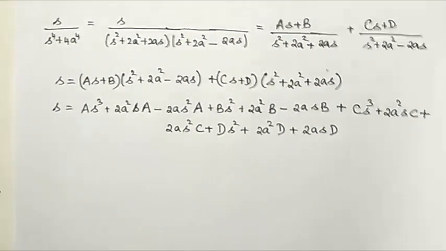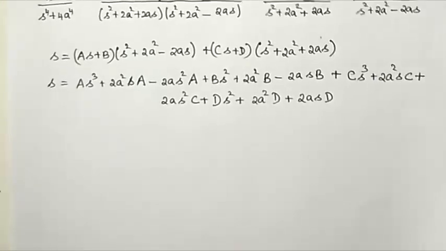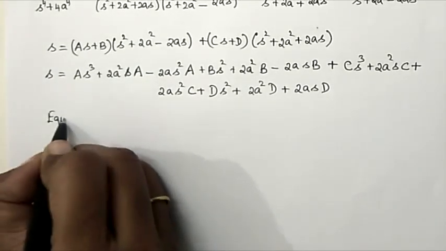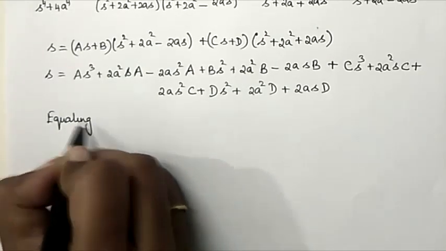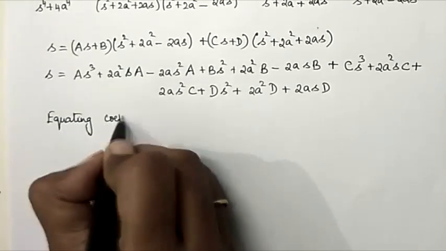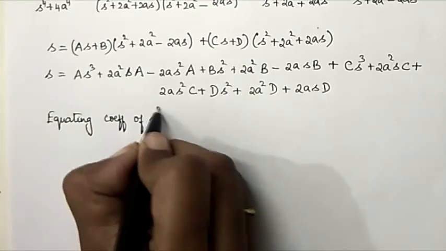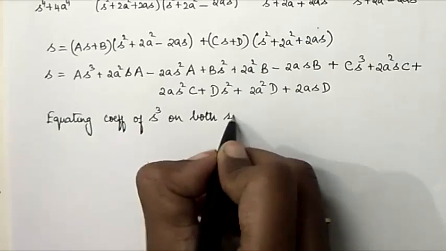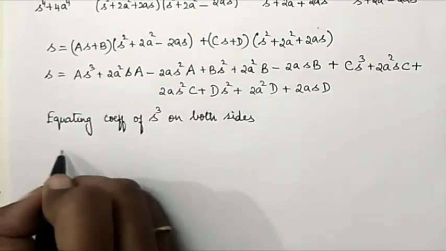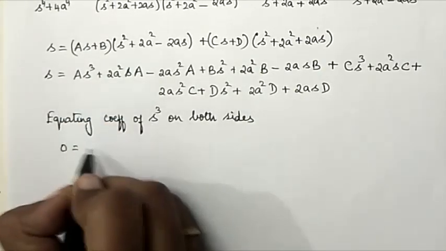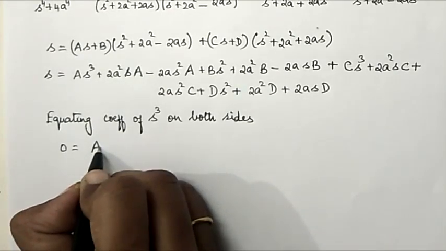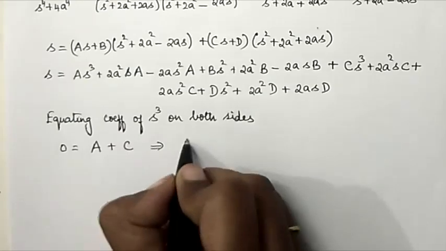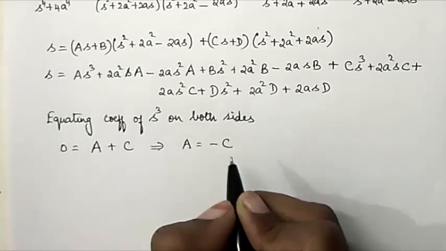The highest term is s cube, so I will first begin with the s cube term. Equating the coefficient of s cube on both sides: on the left side it is 0, on the right side it is A plus C, which will imply A is negative of C.